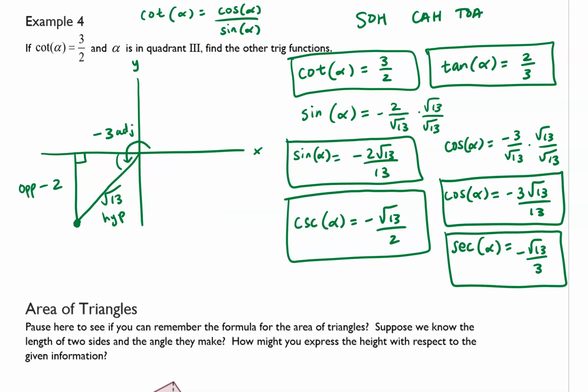And so here we have found all 6 of the trigonometric values of this angle alpha. Now, one thing that I want to point out is all of these values that we've found here, these are not angles. They are ratios of side lengths.